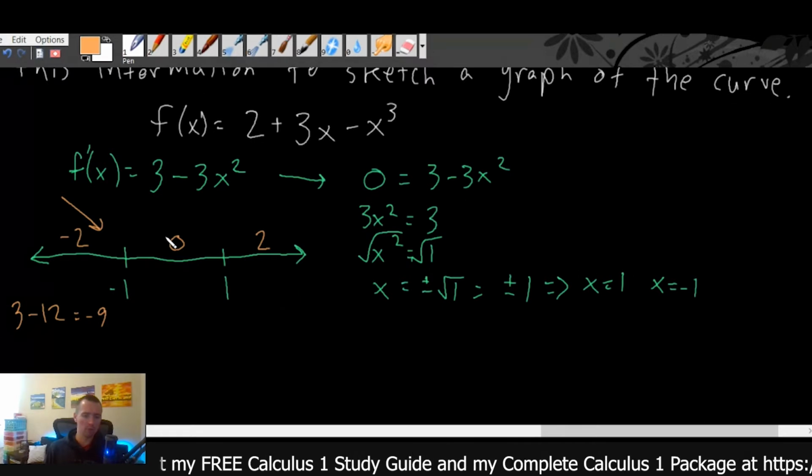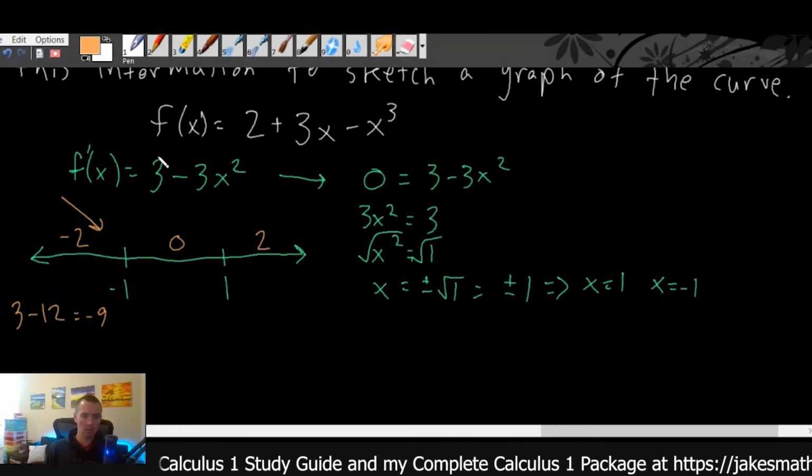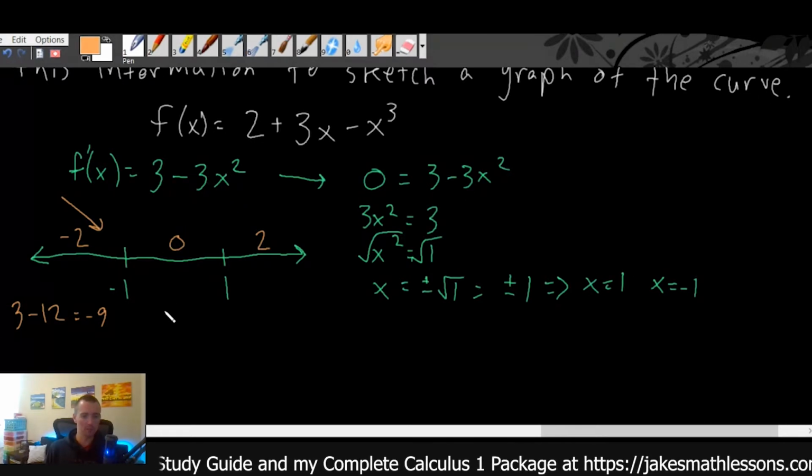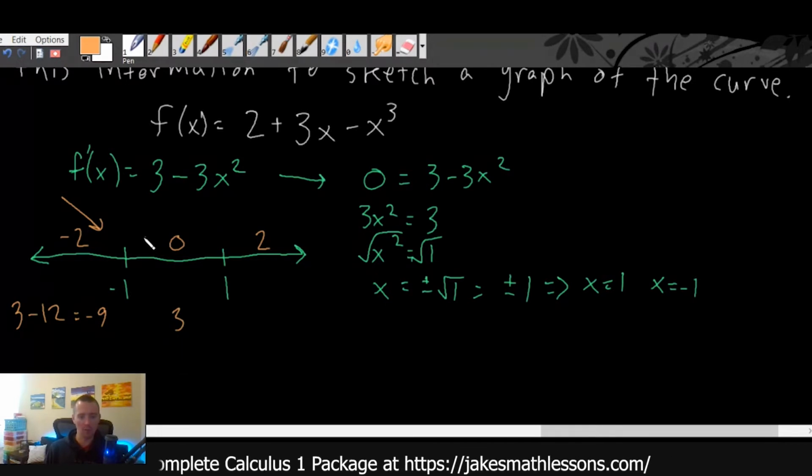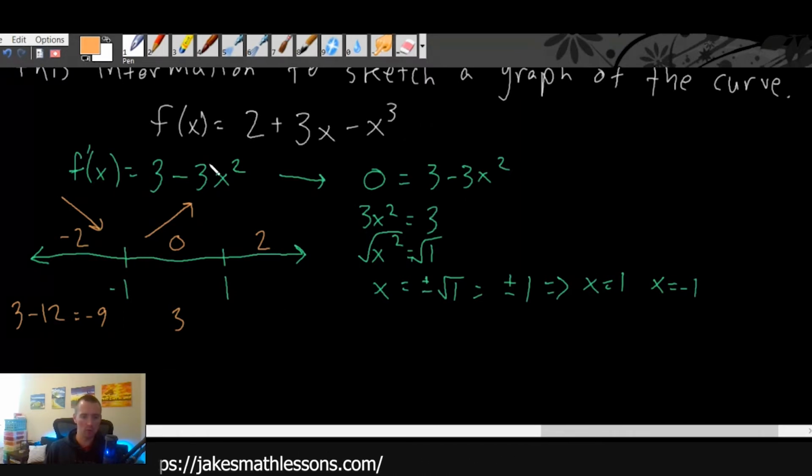Okay. Then if we plug in x equals 0, we're going to get 3 minus 0, which is 3, which is a positive number. So that tells us that our slope is positive, which means that our function is increasing in this interval.